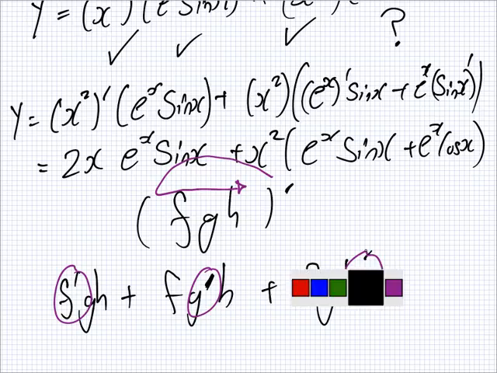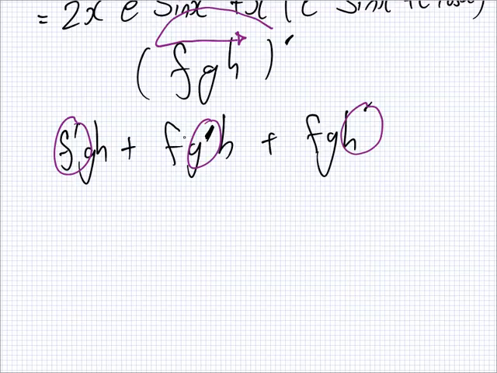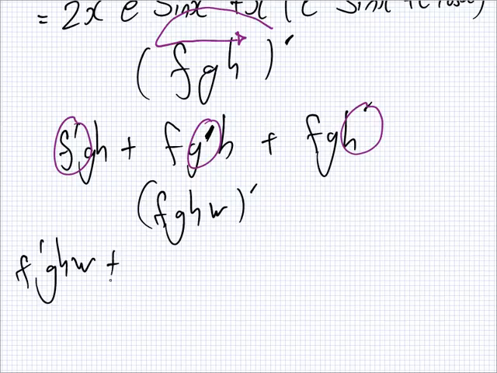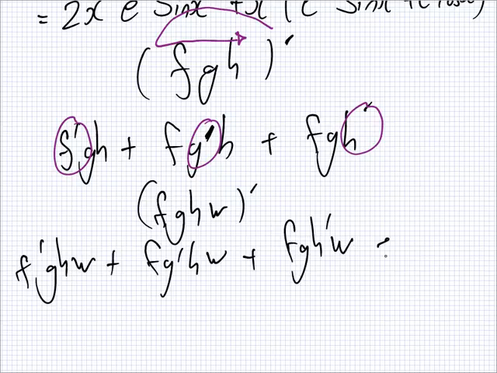So in fact, it doesn't matter if you have four of them, fghw, and you want the derivative, it runs across the top. f' ghw plus fg' hw plus fgh' w plus fghw'. That is how the derivative works when you are multiplying. This is the product rule.